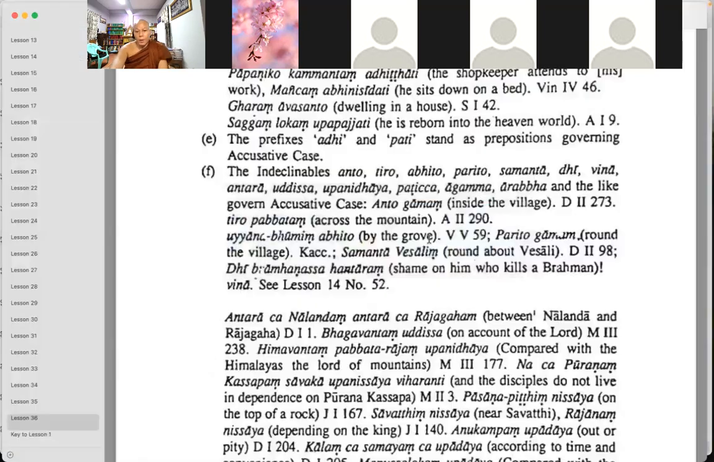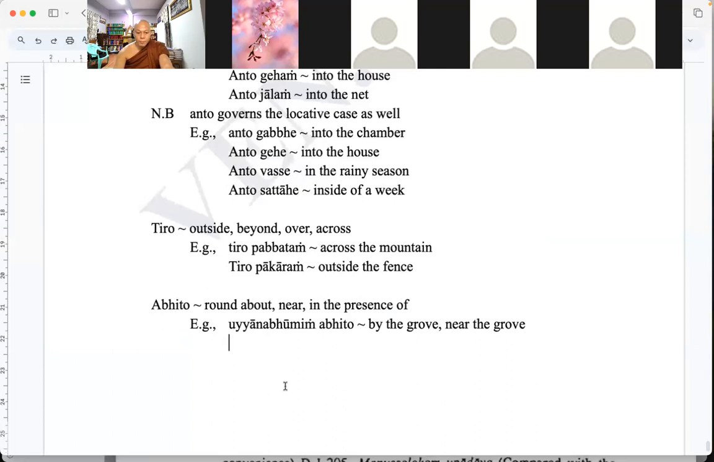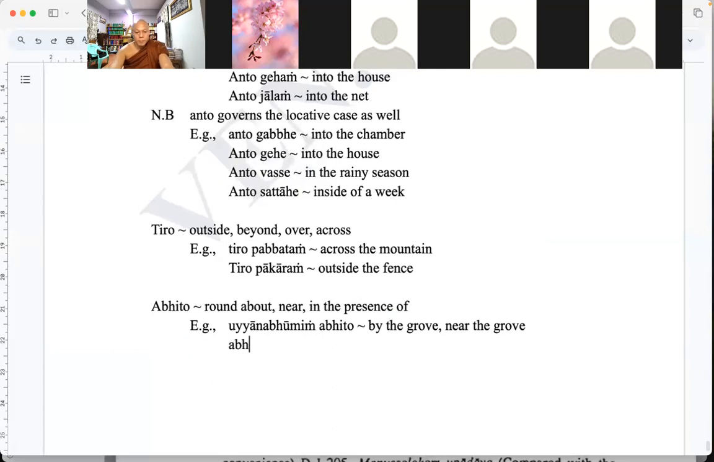And also another example, what is it? Abito gaman, roundabout the village, you see. That is from the Gijayana. Roundabout. So abito gaman, not from the Pali canon. Roundabout the village.